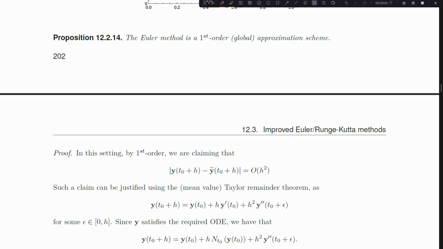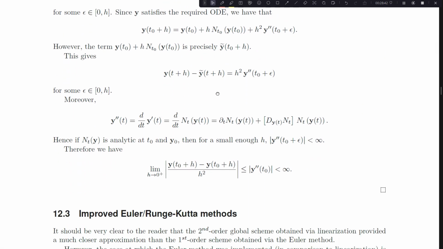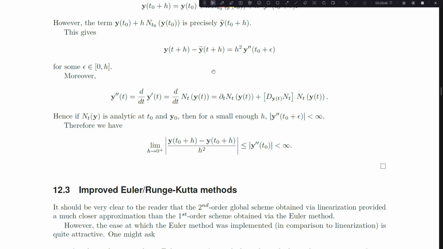So the idea in the next section is, can we get an Euler-like method that's really easy to implement, but is a much higher order approximation? Because the linearization is hard to implement, but you get a pretty good approximation. Can we get something that's easier to implement that's just as good of an approximation?